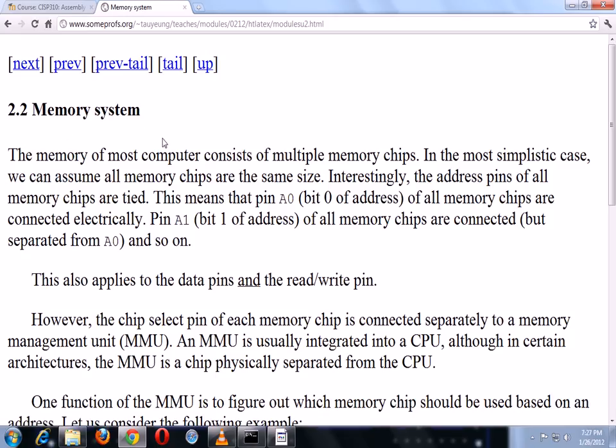The memory system. The memory of most computers consists of multiple memory chips. In the simplest case, we can assume all memory chips are of the same size. And all the address pins of all the memory chips are tied, which means A0, bit 0 of the address line of all the memory chips, are all connected electrically. A1 goes to all the different memory chips, A2 goes to all the memory chips. Are we doing okay so far with this?